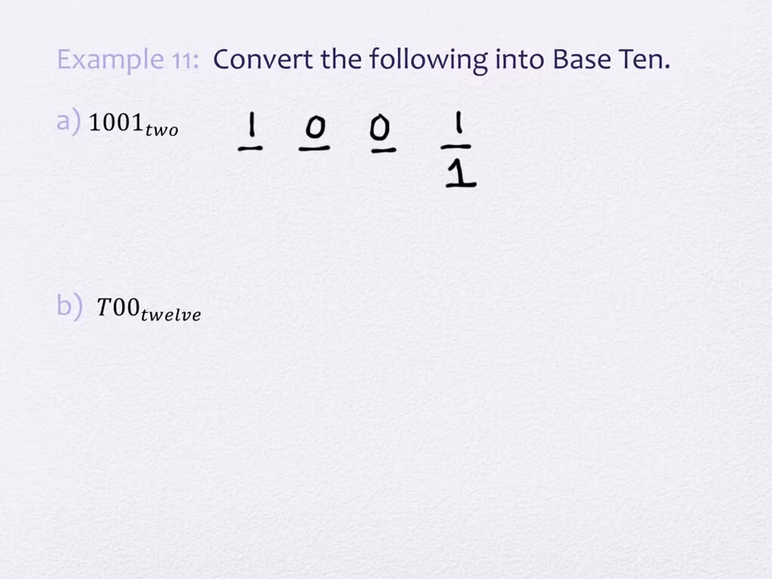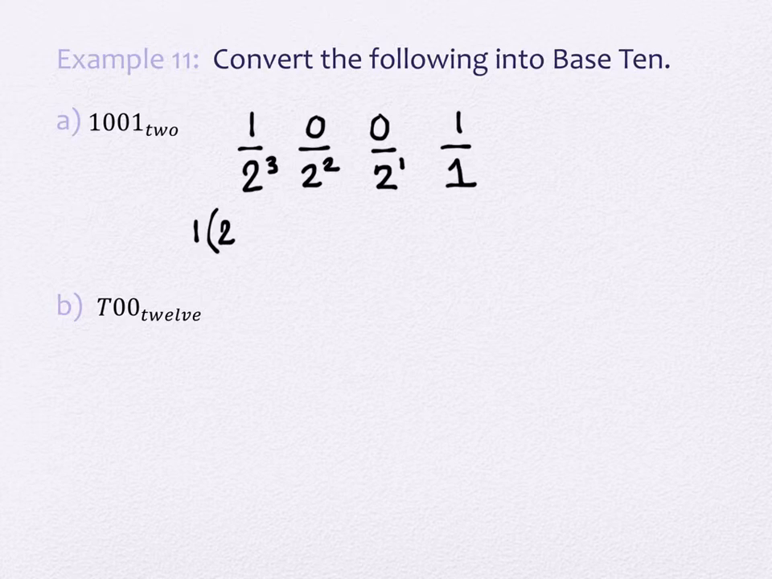2 to some value, right? So this place is the 2's place, 2 to the 1. This one would be 2 squared, and this one would be 2 cubed. You guys with me? Powers of 2. Whatever base you're working in, it's powers of that base. And then what you're going to do is take the number times the base value.